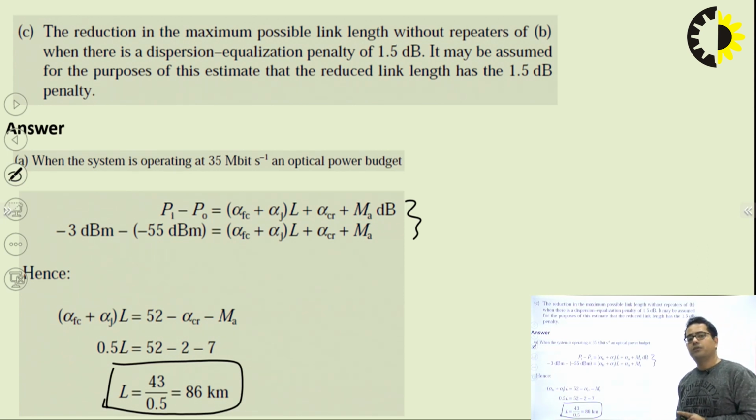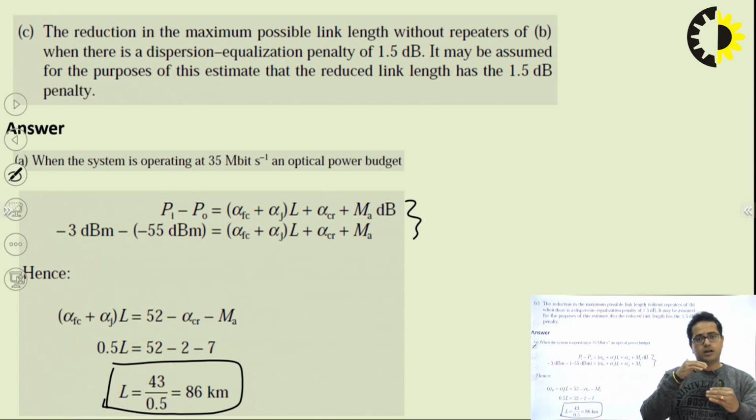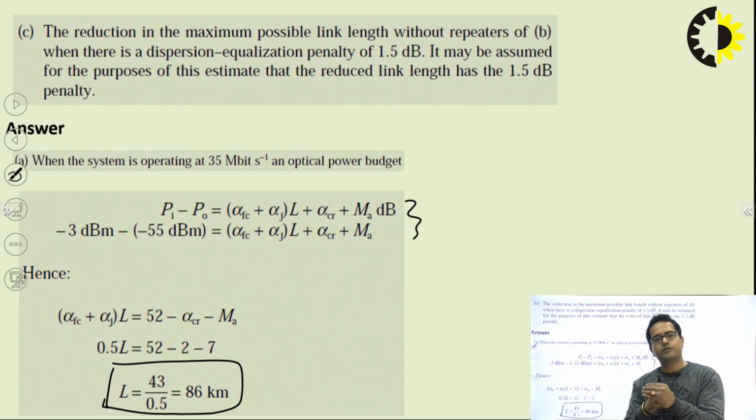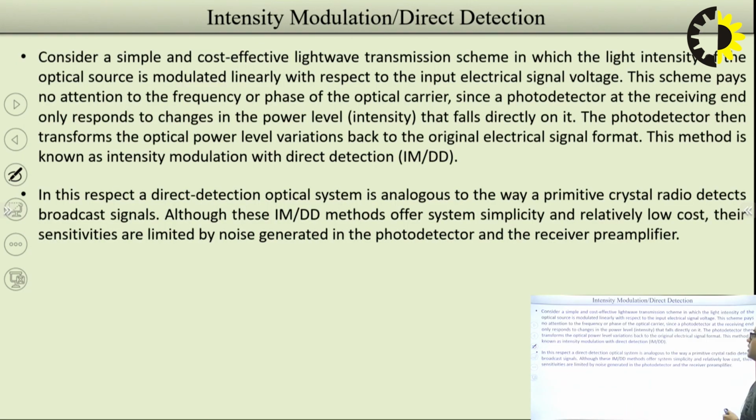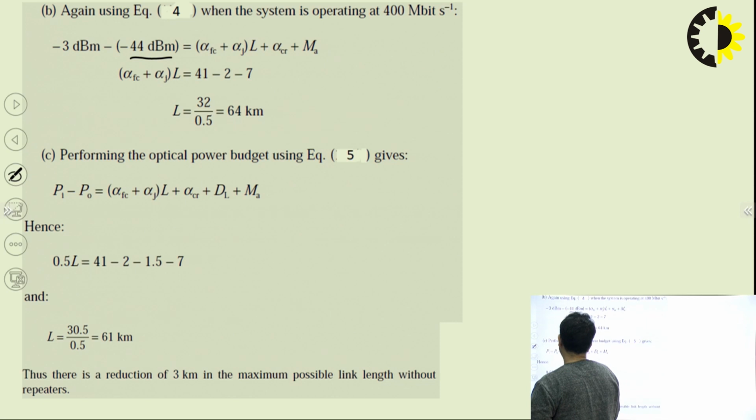Now you will see what is happening if you are including a dispersion penalty. How is it going to affect the performance of the system? Will the maximum length of the optical fiber without using a repeater decrease or increase? So we will see it with the help of this formula and these values, and try to evaluate what is happening to the length of the fiber.